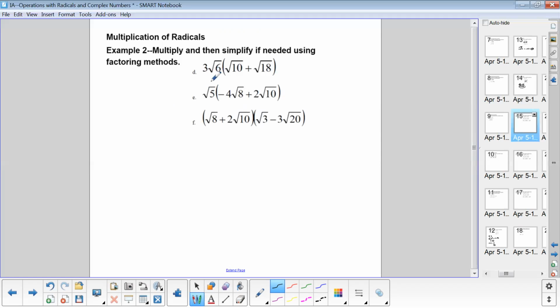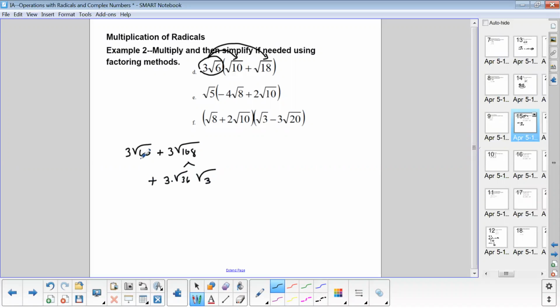The next one is using the distributive property, multiplying the radical times 2 terms here. So this would be 3 times the square root of 60 plus 3 times the square root of 6 times the square root of 18, which would be 3 times the square root of 108. And 108 would be the square root of 36 times the square root of 3.